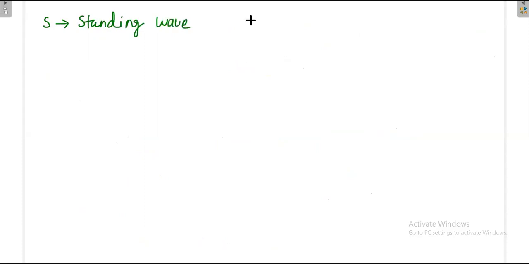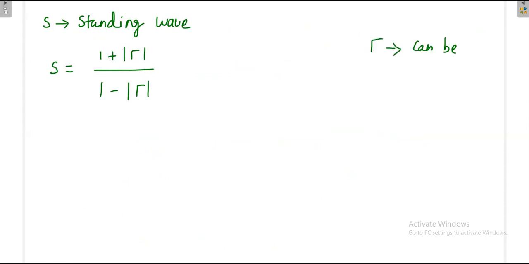In general, standing wave ratio means the ratio of the maximum voltage to the minimum voltage. We will see that parameter clearly in transmission lines, but the standing wave ratio is related to the reflection coefficient in this manner: S equals 1 plus the modulus of the reflection coefficient over 1 minus the modulus of the reflection coefficient. In general, the reflection coefficient can be complex, positive or negative, but here we need only the magnitude. So this is the reflection coefficient.